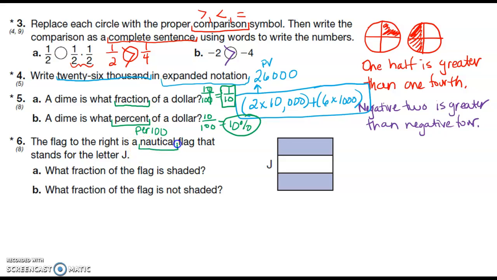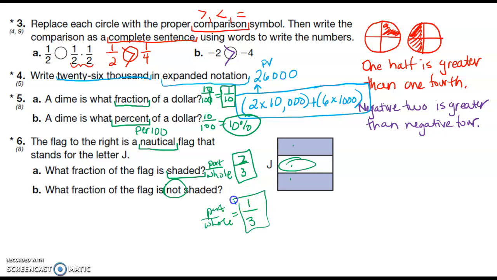the flag to the right is a nautical flag. Nautical means that it's used in sailing, on the ocean, or on a lake. That stands for the letter J. Can you imagine? That means there's 26 flags that are all different, that stand for different letters. That's amazing. What fraction of the flag is shaded? Okay, so we know that this is part over whole. So I have 1, 2, 3 as my whole, and I have 2 of those parts shaded. That's a 2/3. What fraction of the flag is not shaded? Again, it's part over whole. And we have 1 out of the 3 parts that's not shaded.